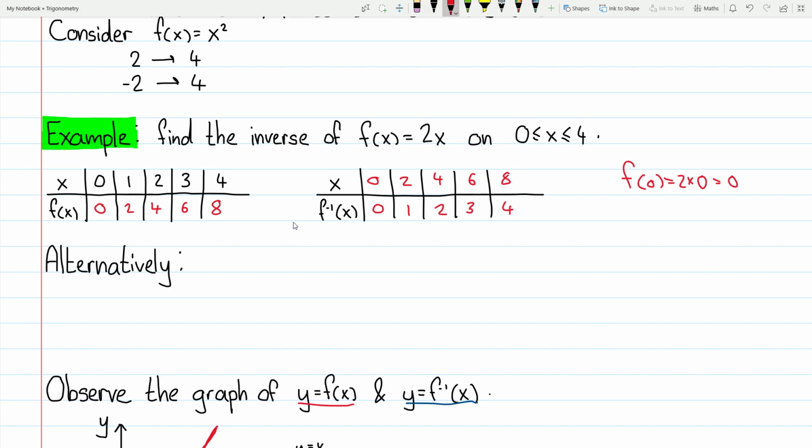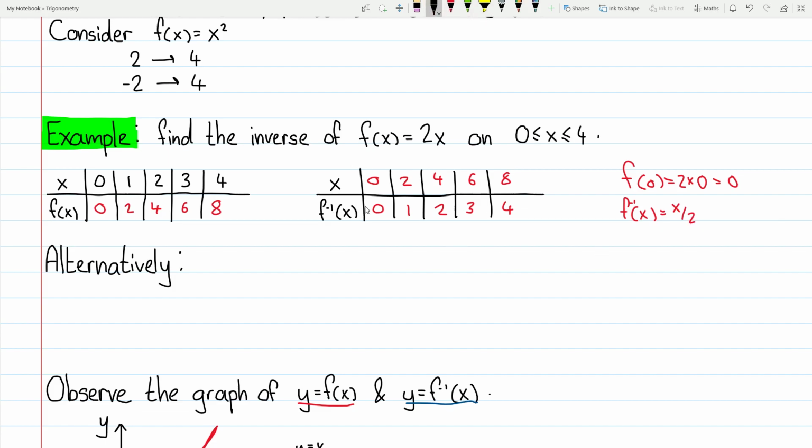And notice how in this original function, we're just doubling everything. And so our inverse, in the opposite direction, is just halving everything. So here we're halving it. So it makes sense. We can sort of observe that our inverse function, f inverse, equals x over 2.